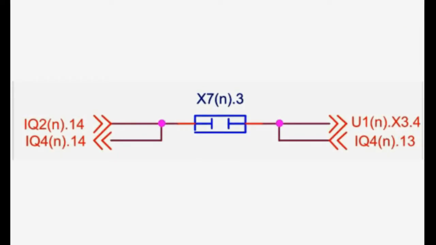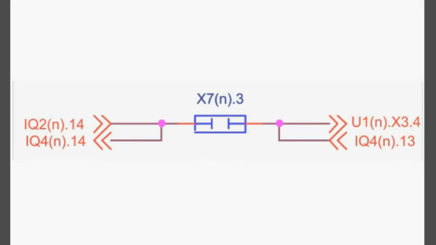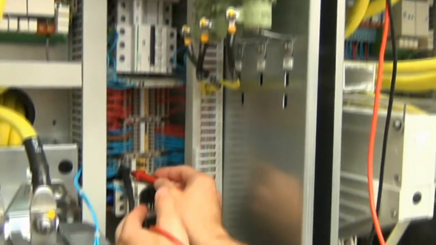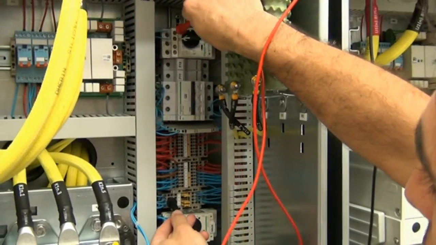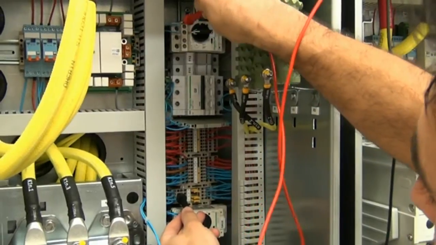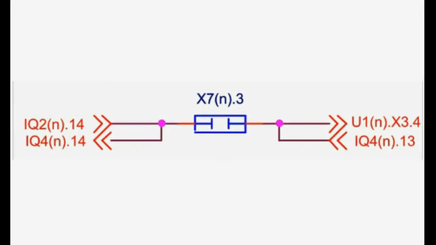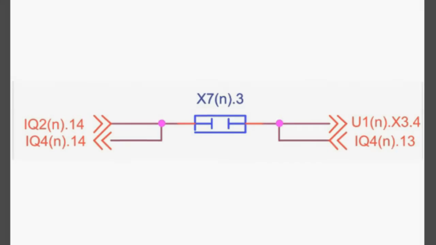Now we will check continuity between X7.3 and IQ4.14. The next continuity to be checked is the one for the cable that goes from IQ4.13 to X7.3.